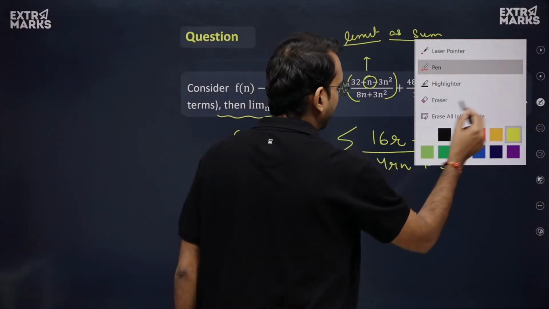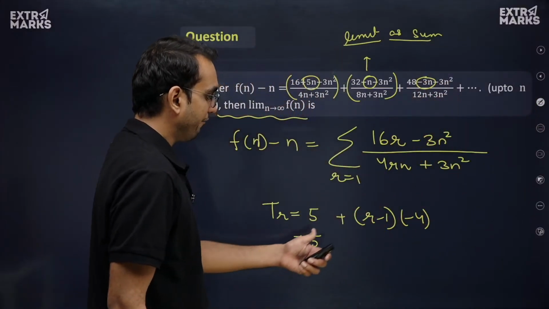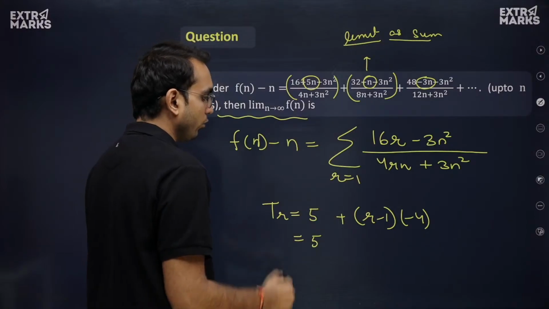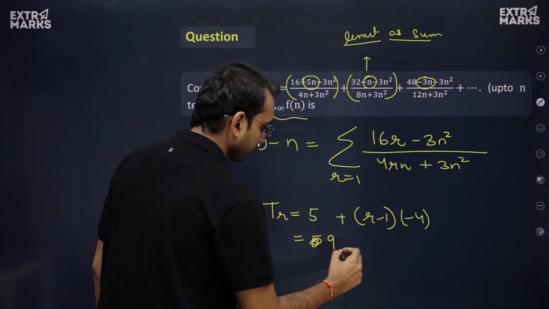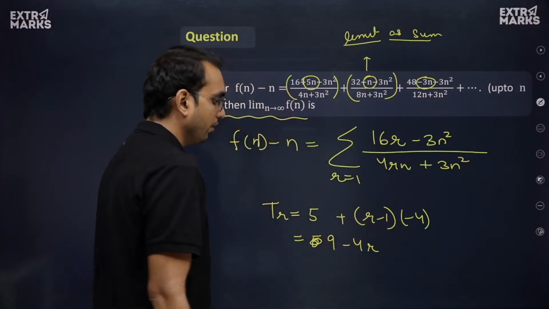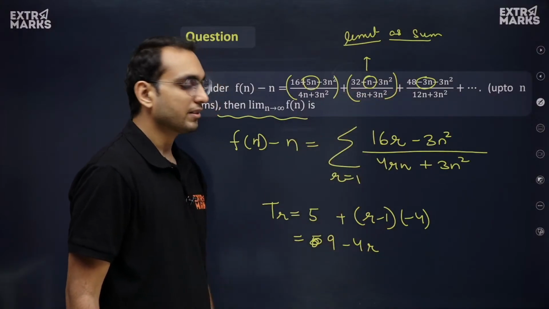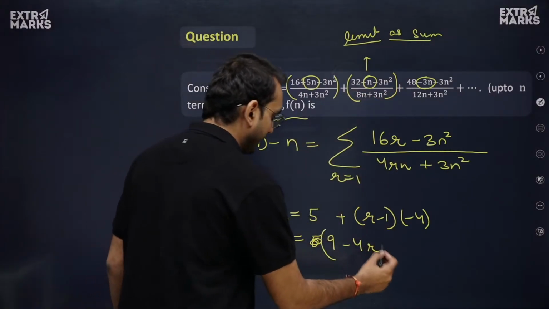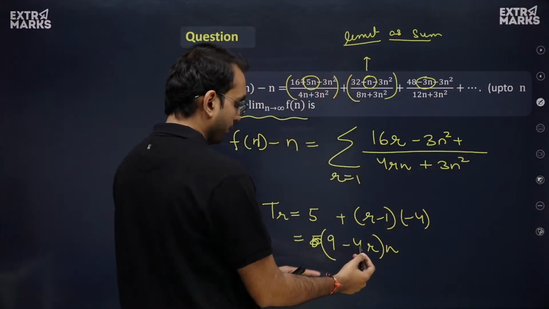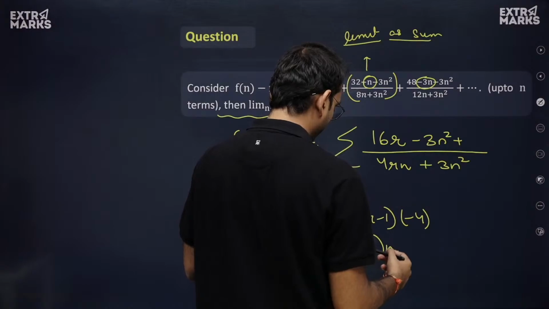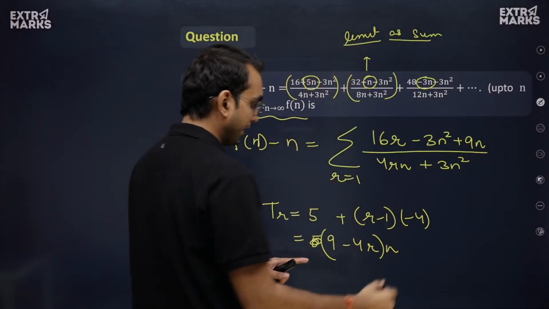Let's put this n out of the context, we'll multiply it by n finally, right? So 5 plus R minus 1 into minus 4. So minus minus will be plus, it will be 9 minus 4R. So 5n minus 5, 1 minus 3. So the general term is 9 minus 4R multiplied by n. So let's put the value of this as minus 4n and plus 9n minus 4rn.